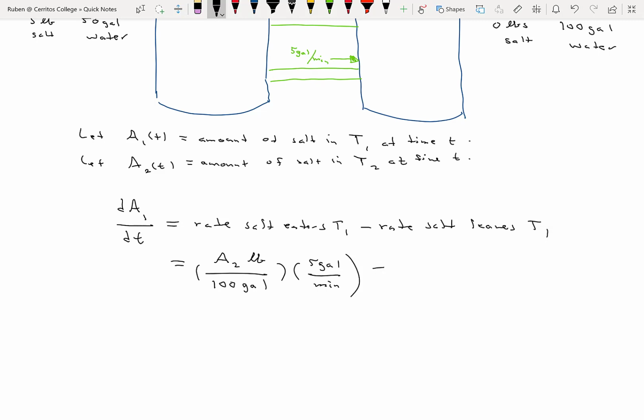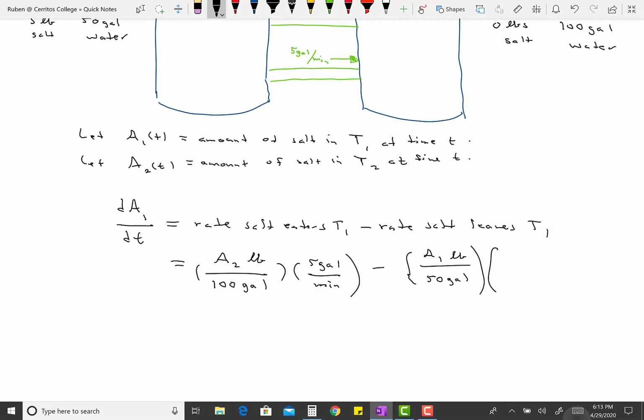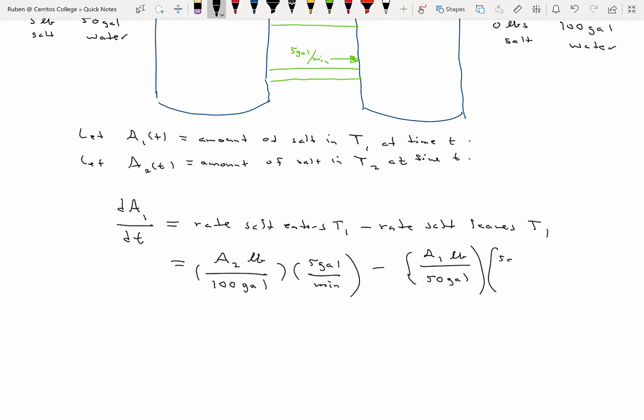So now subtract the rate at which salt leaves tank 1. The rate at which salt leaves tank 1 is the concentration in tank 1, which is A1 pounds divided by the volume in A1. Well, A1 has a constant volume of 50 gallons. It's always got 50 gallons. That is multiplied by the rate at which liquid leaves T1, and that's 5 gallons per minute.